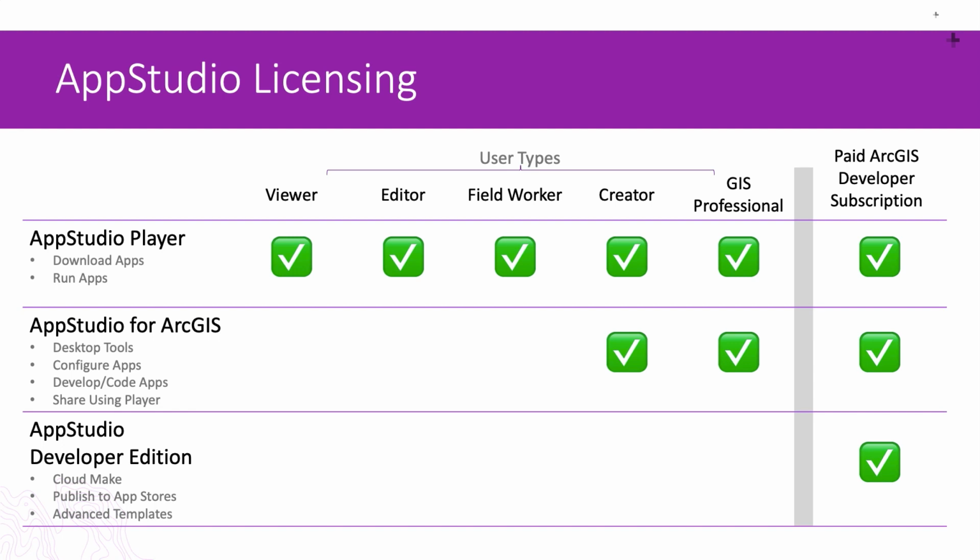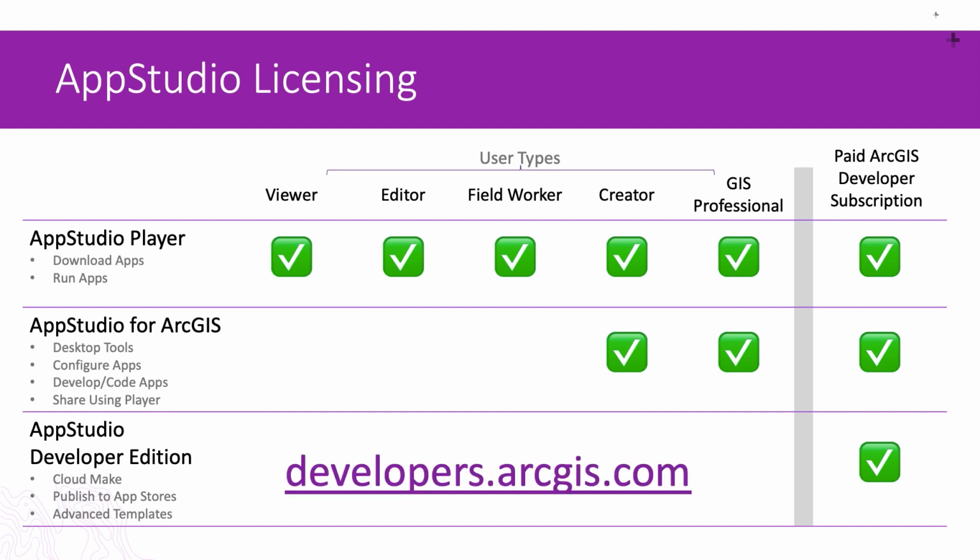The AppStudio Developer Edition license also gives you access to some of our advanced enterprise templates, such as Survey 123, Quick Capture, and others. The AppStudio Developer Edition license is available with a paid ArcGIS developer subscription. To learn more about ArcGIS developer subscriptions, visit developers.arcgis.com. That covers the licensing information you need to know to get started with AppStudio. I'll now cover more licensing options that may come into play depending on what functionality you add to your apps and how you deploy them.